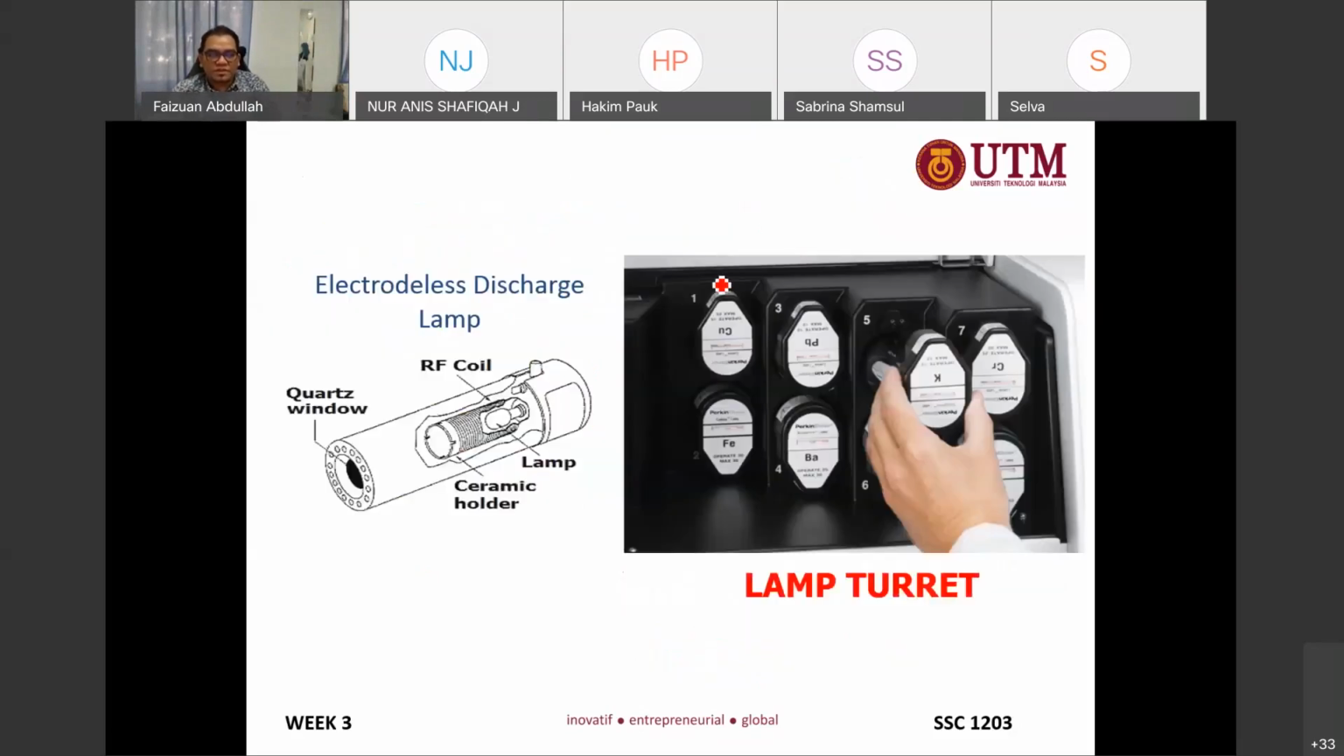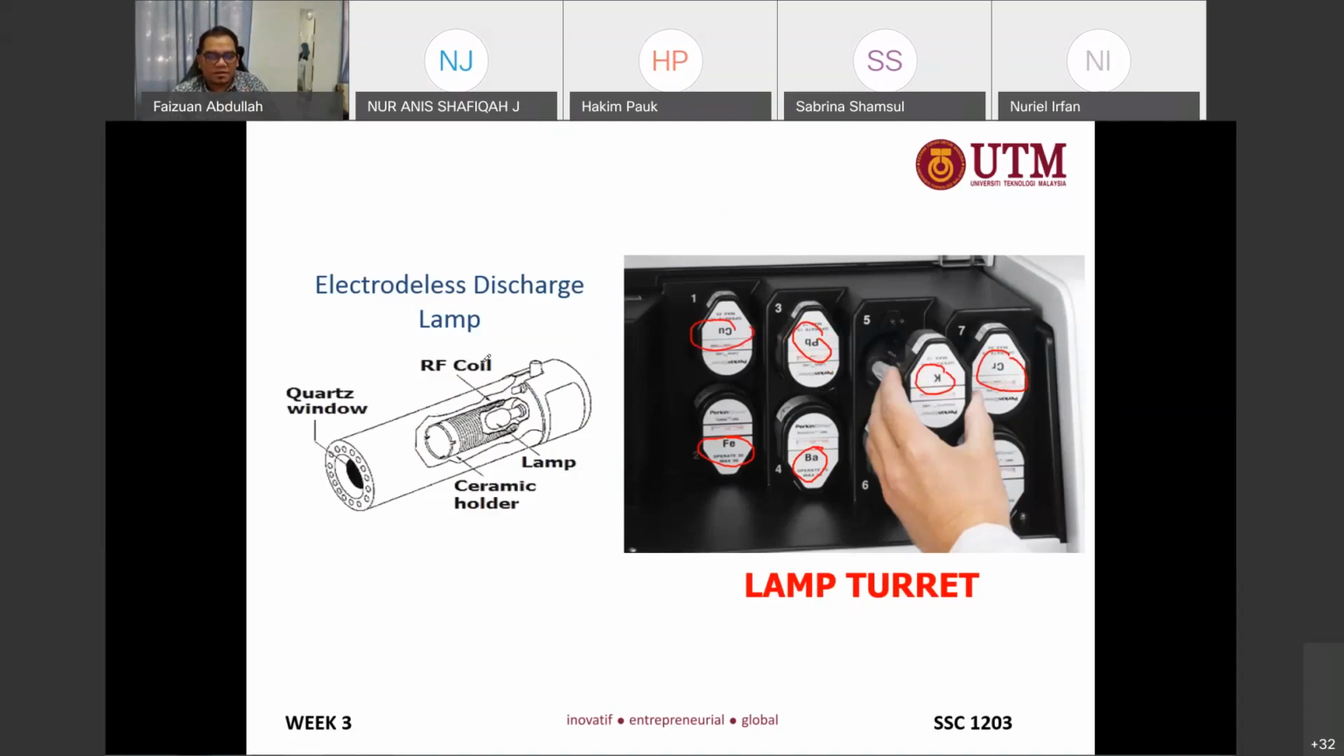This is the light source. We have a different type of light source for every kind of analyte. This is upside down. This is Pb, lead. This is Cu, copper. K, potassium. What is Cr? I just want to test you. Chromium, good.